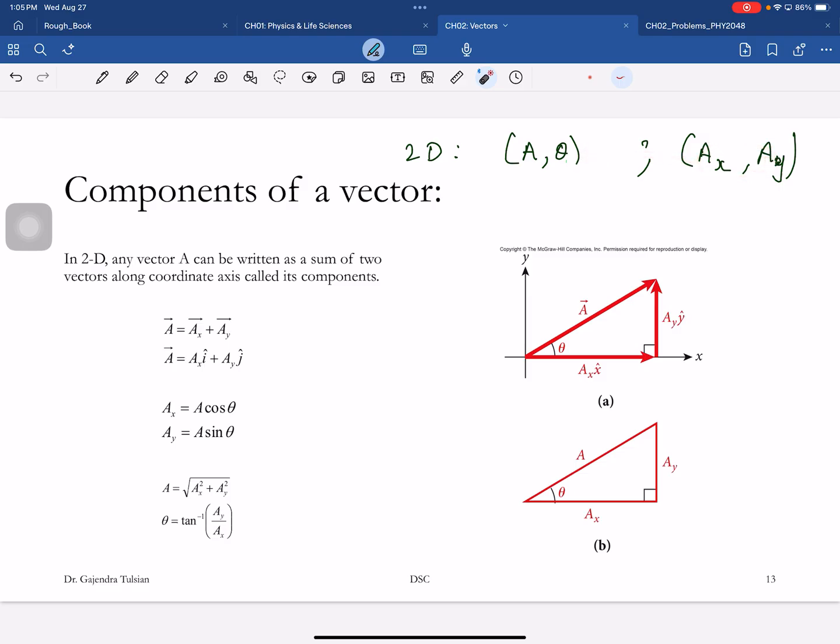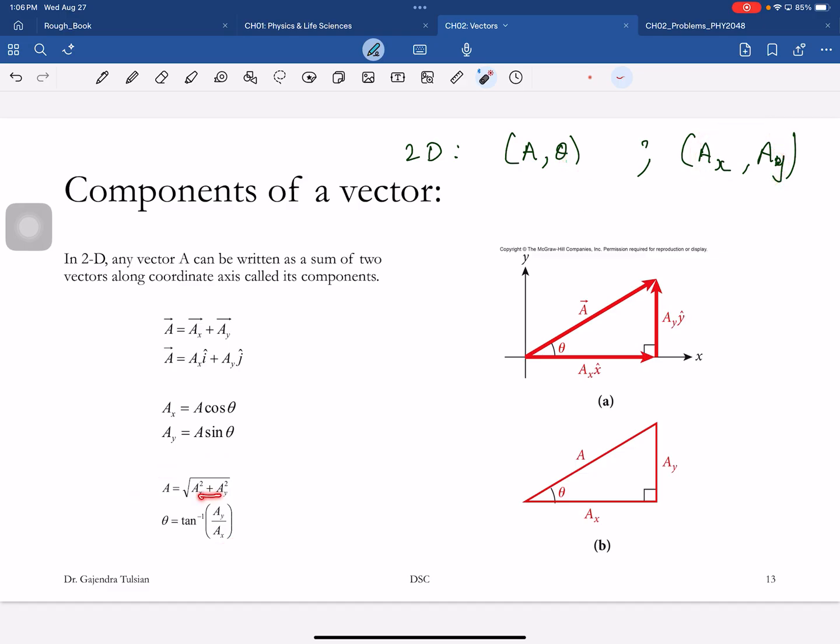Okay? So if you're given this set, the magnitude and direction, and again, this is measured counterclockwise from the x-axis, and you want to find the components, ax is a cosine theta, and ay is a sine theta. So these formulas let you go from here to there. And if you're given this set of numbers and you need to go there, then you use these formulas.